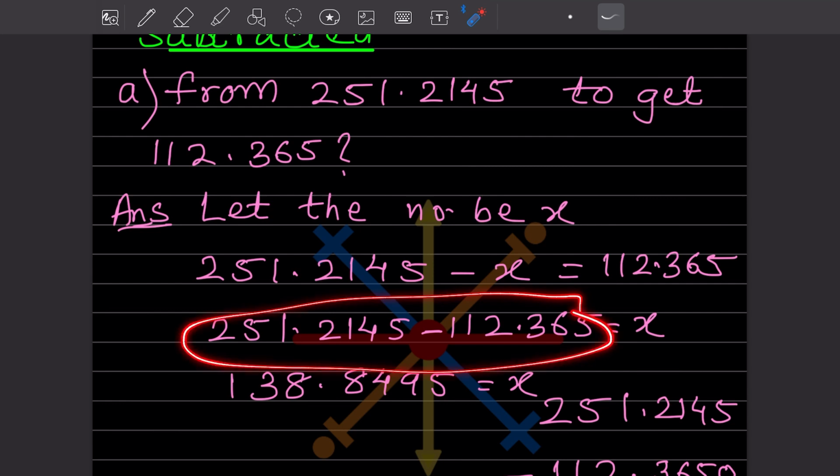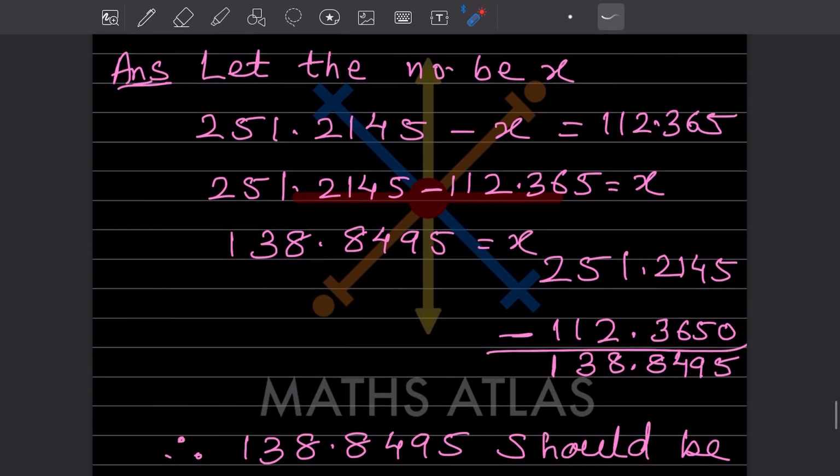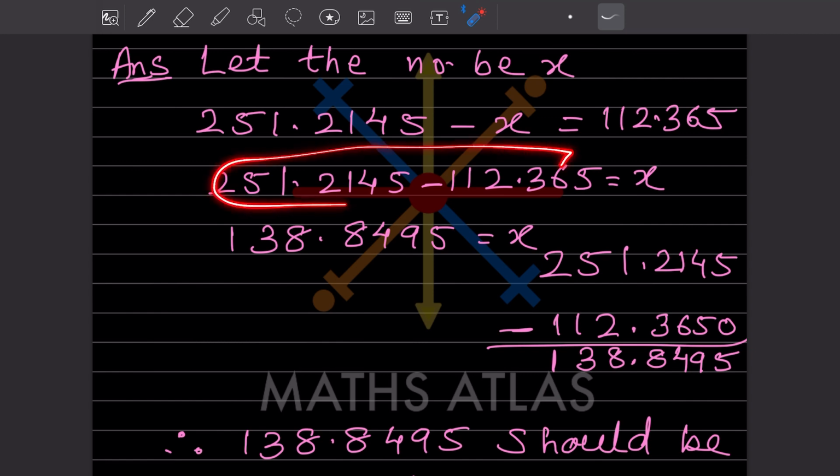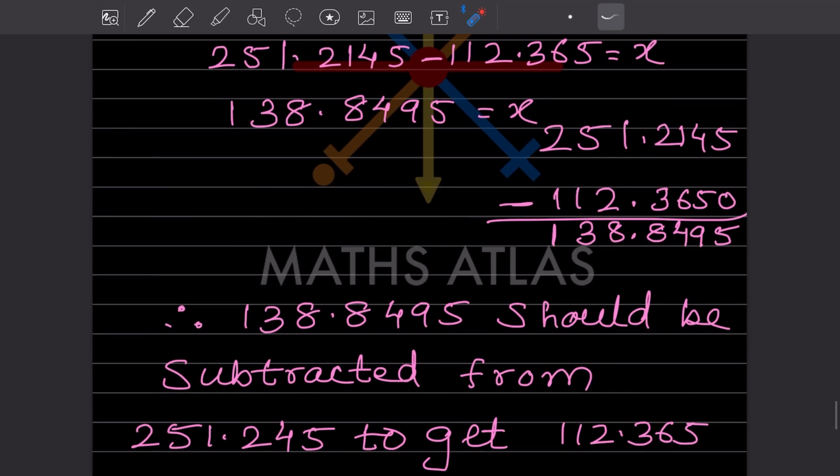When you subtract this one, you get this, and x is in its place. The subtraction I did with the vertical method, to avoid mistakes. Okay, whatever this subtraction, I have done in the vertical method. So this is the answer. So you will write here 138.8495 should be subtracted from it to get this one.